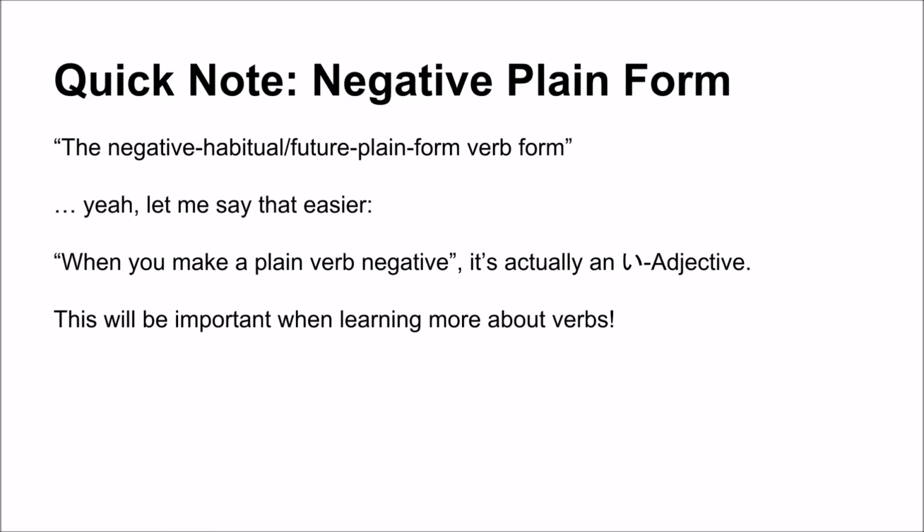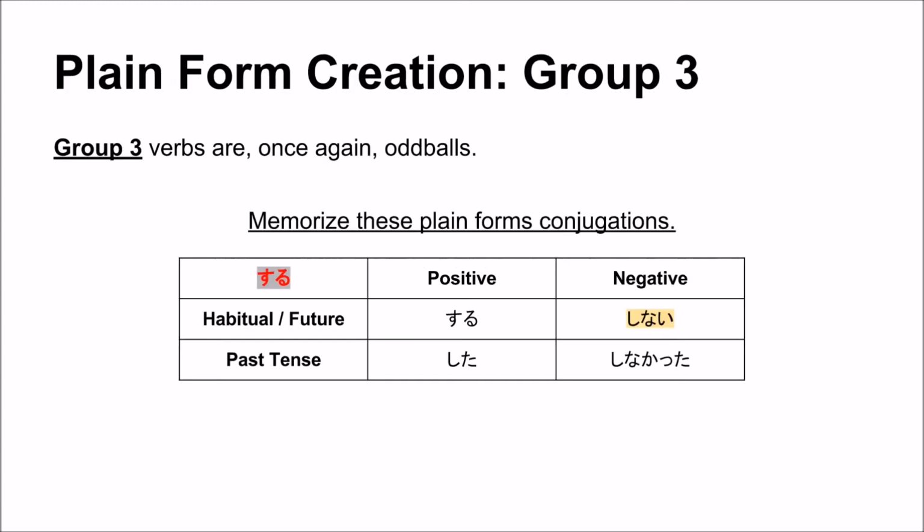This will be important when we learn more about verbs and i adjectives and the casual form and how to speak casually. These are all going to be very important things when we start learning how to modify nouns. In the future, knowing this will help you understand future things. But for right now, let's learn how to conjugate them.